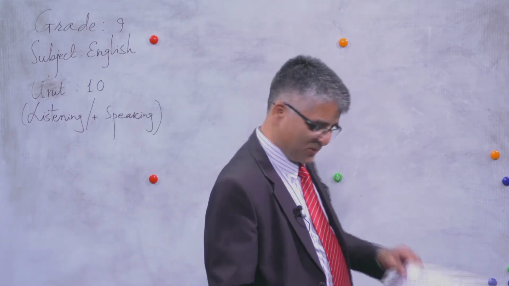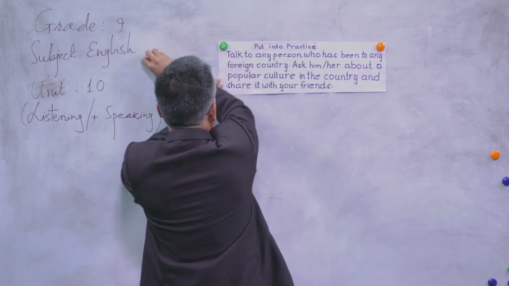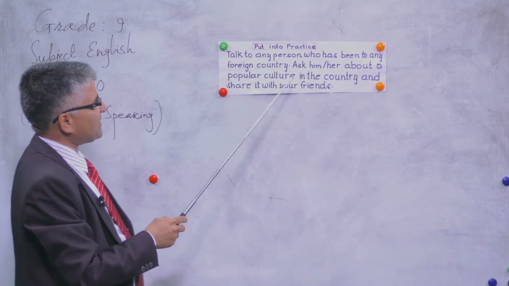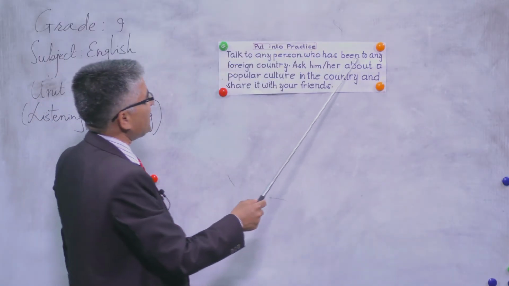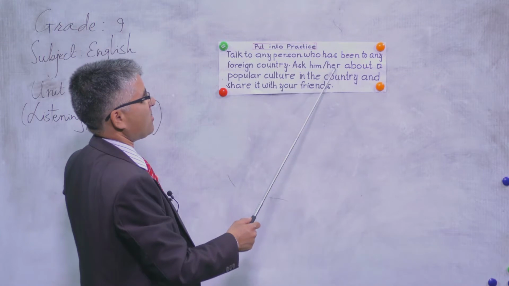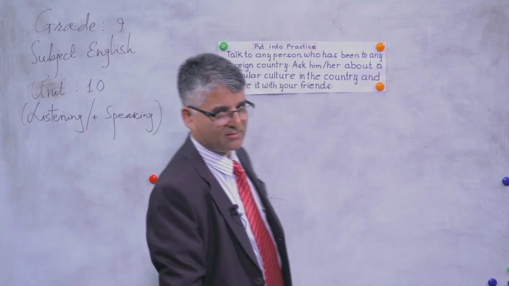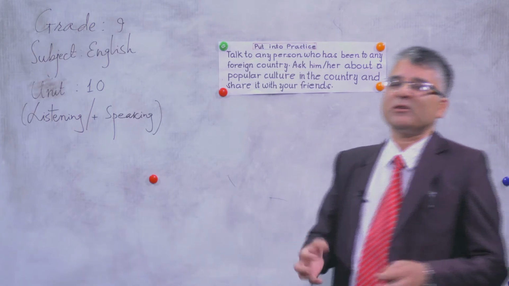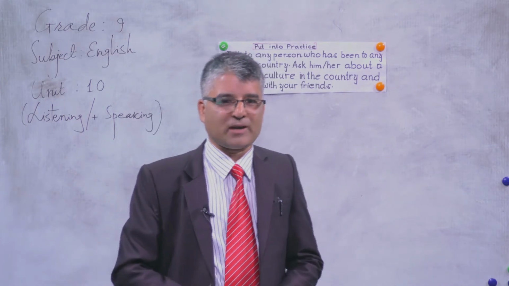Now, shall we move towards the assignment? So, you are expected to do this assignment. So, put into practice. This assignment is also given in your text. Talk to any person who has been to any foreign country, ask him or her about popular culture in the country and share it with your friends. You can collect and then share with your friends, or you can write it down also and recite it, and you can also speak the same thing, you can pass the same thing to your friends, right?